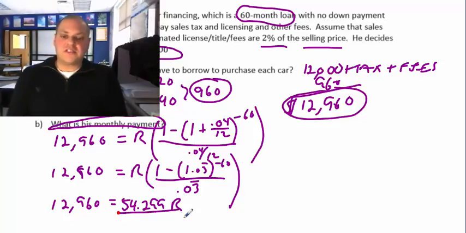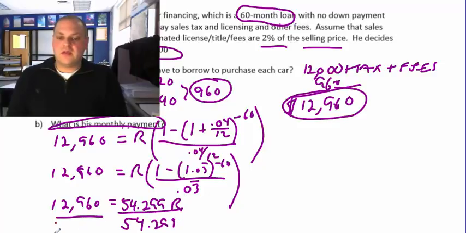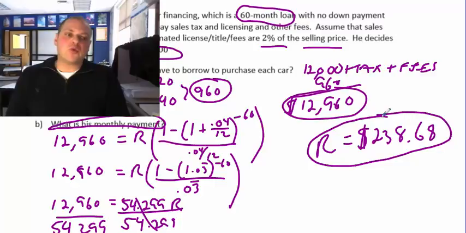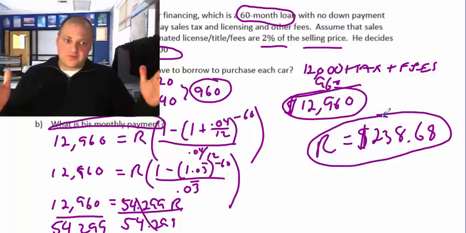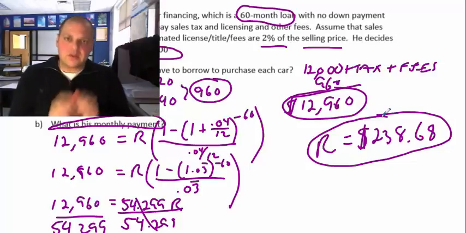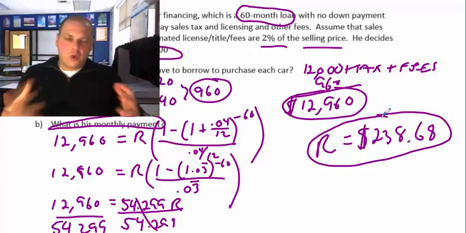So just to find R, we just divide that out by 54.299. I really can't write on this thing. All right, and R, our monthly payment, is $238.68. So Benji, if he wants to buy a $12,000 truck and he wants to pay it off in 5 years, he's going to have to pay $238 a month. He's got to make sure he can afford $238.68 per month.